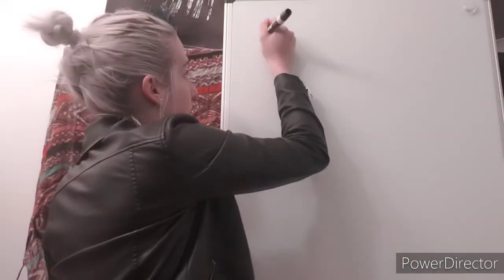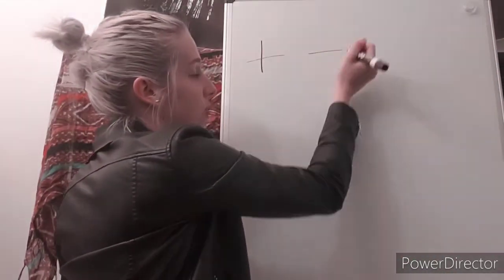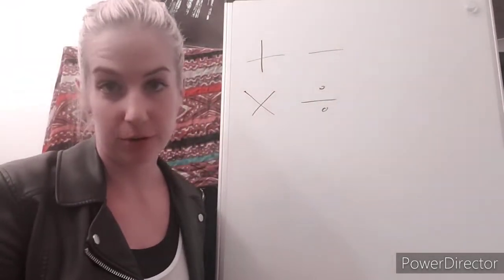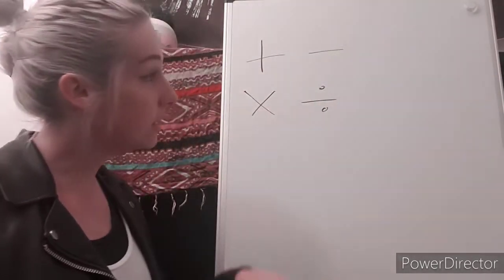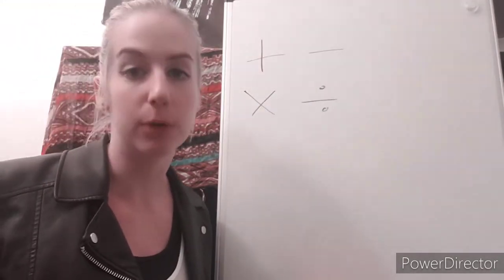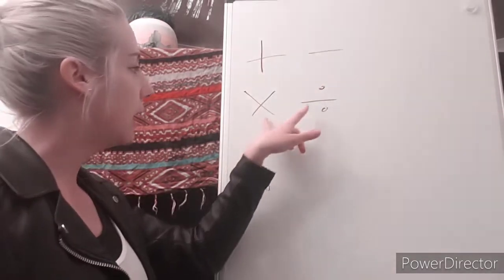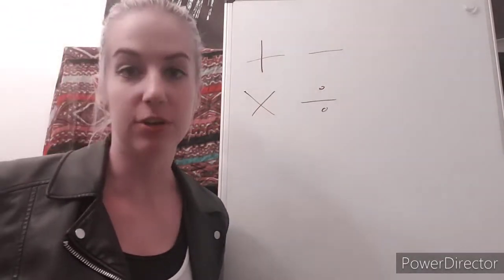So in math, the main four kinds of math that we do are addition, subtraction, multiplication, and division, right? Now, the thing to understand whenever you have an algebra equation is that these two are opposites, addition and subtraction, and these two are opposites, multiplication and division.